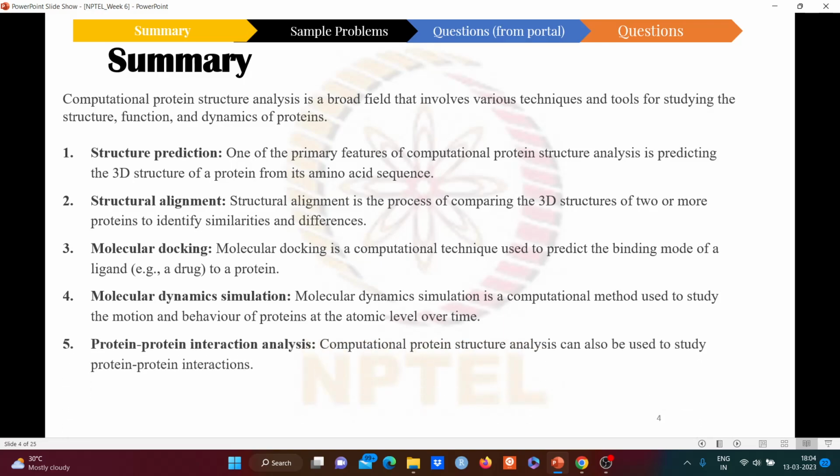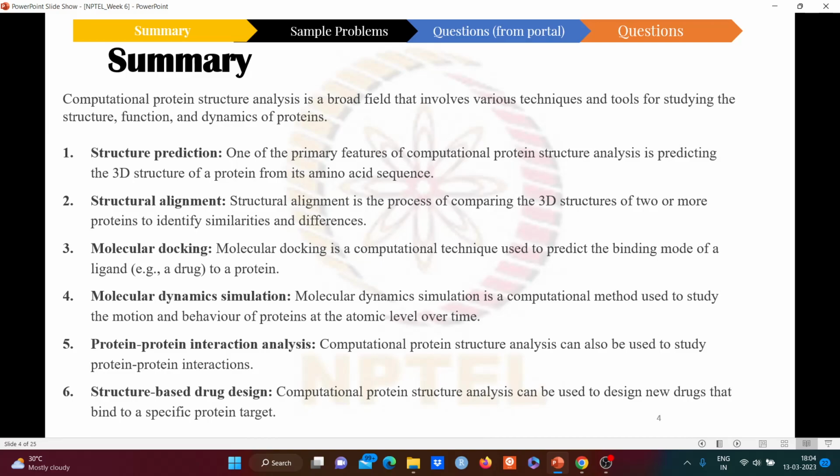Next one is protein-protein interaction analysis. It is used to study the protein-protein interactions and involves predicting the binding sites and affinity of the protein-protein interactions, as well as the structural and dynamic changes that occur during the interaction.